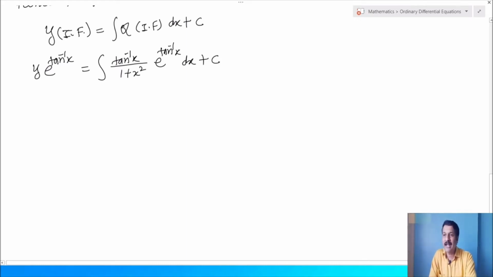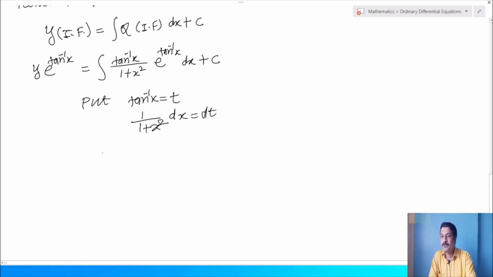E raised to tan inverse x. Here one more tan inverse x, and the derivative of tan inverse x, 1 upon 1 plus x square, is present there. It means that we have to substitute tan inverse x equal to t, or u, you can say. So here t. So what is the derivative? The derivative of tan inverse x is 1 upon 1 plus x square dx equal to dt.